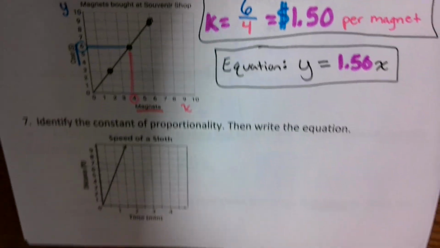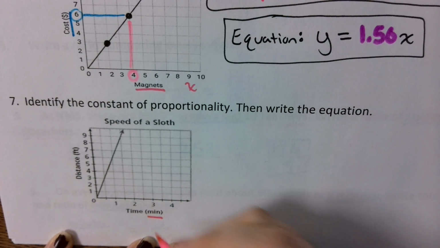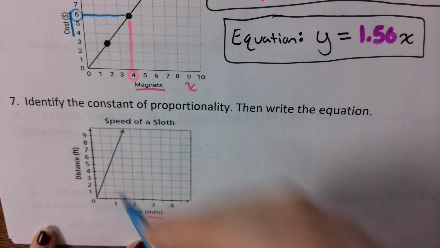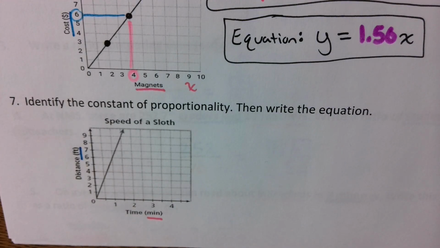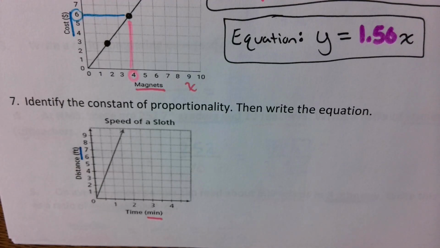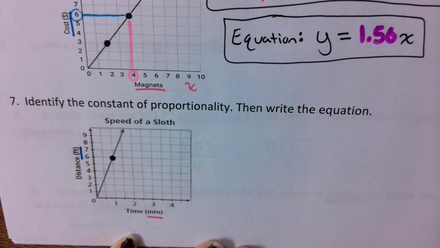For here, this time, x is representing the minutes. X is representing the minutes. Y is representing the feet, the distance in feet. Again, we just pick any value on here that is a perfect cross on the grid. There's only one point on here that is a perfect crossing on the grid, and that's right here.